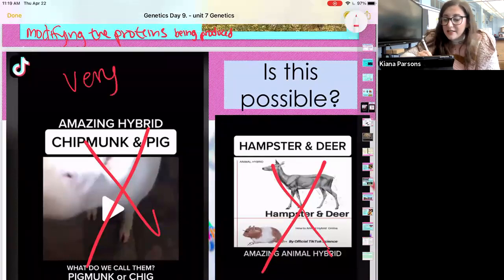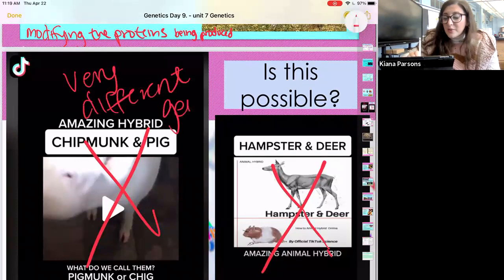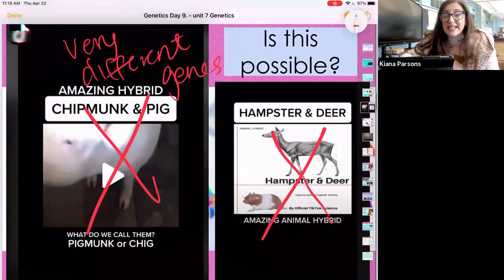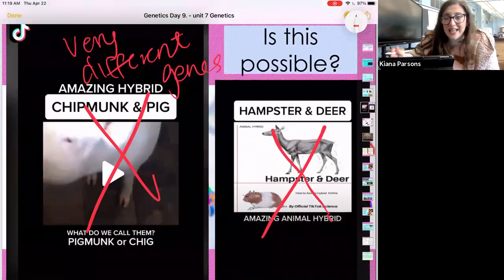very different genes. And so what this means is, sure, human beings could create recombinant DNA, but the recombinant DNA between these different species is going to create unpredictable results. We do not have the sophisticated technology to go in and manipulate the genes of two species that are so different from each other, especially because not everything is going to match up perfectly.